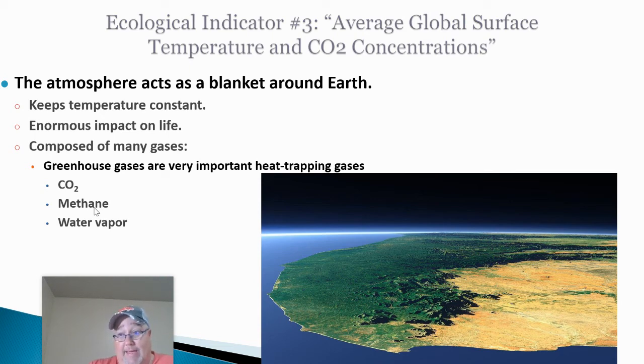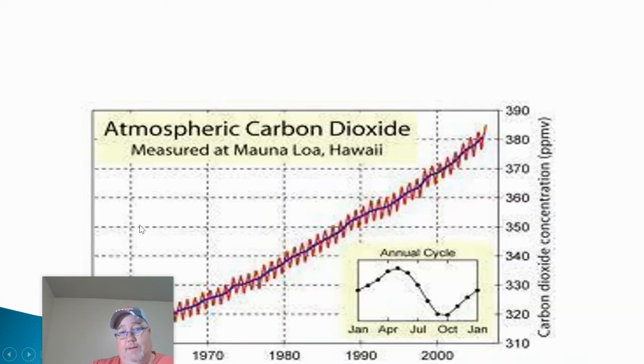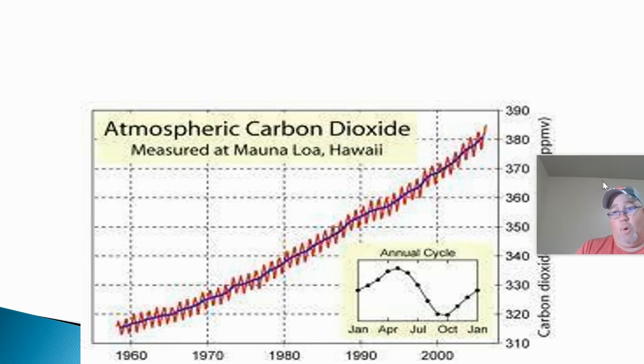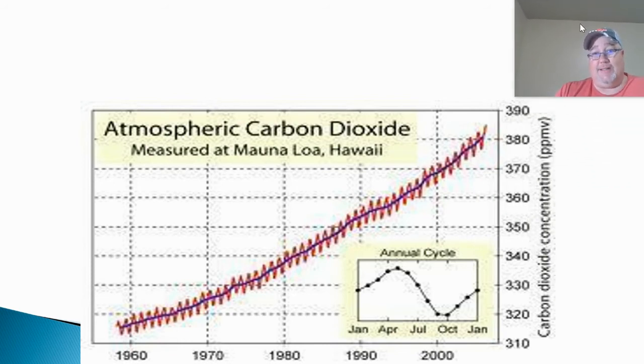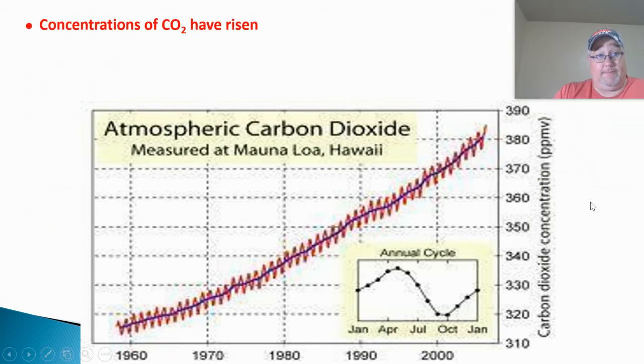It would be like a frozen rock. That's how important these things are. Because these things trap heat, they keep the planet warm. Now, the problem is right now, there's more and more of those gases than there ever have been before.